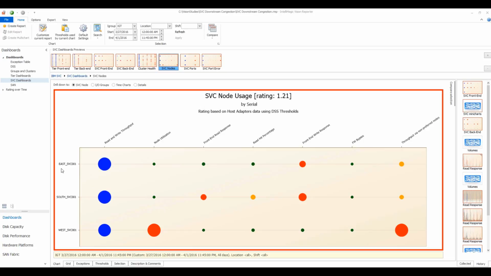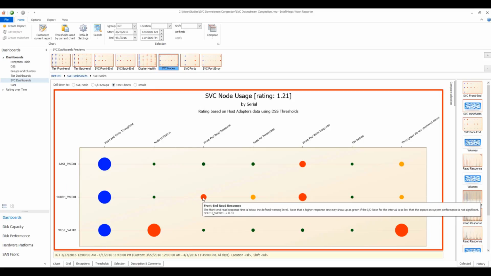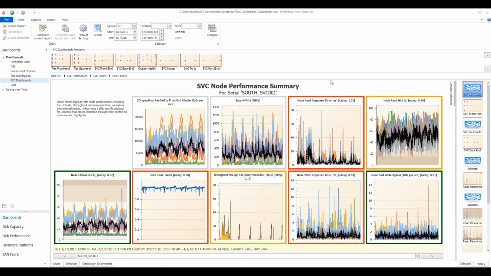As you can see, there are three different SVC clusters: East_SVC001, South_SVC001, and West_SVC001. For this exercise, we will focus on the issues with South_SVC001. For South, we have significant risk as indicated by front-end read hit percentage and front-end write response time. By selecting the time charts in the drill down options above the chart and clicking anywhere on the row of metrics for South, we are taken to the key risk indicators over time.